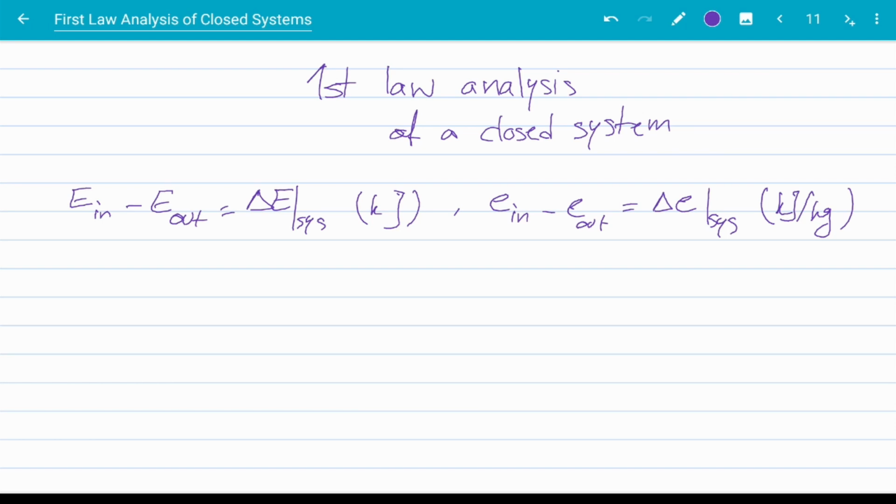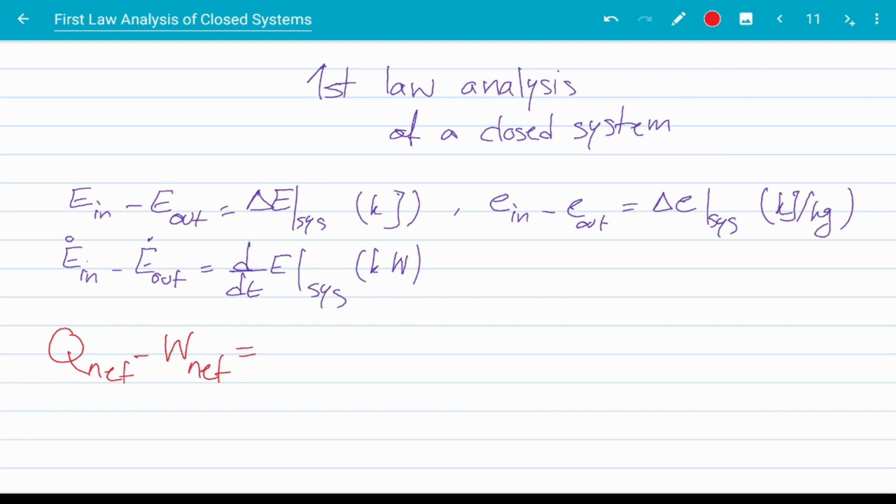And in the rate form, we have the rate of energy coming in minus the rate of energy going out is equal to the rate of change of energy of our system. And the unit will be kilowatts. And more commonly, this equation is written in the form of Q net minus W net is equal to the change of energy, or in the rate form, Q dot net minus W dot net is the rate of change of energy of the system.